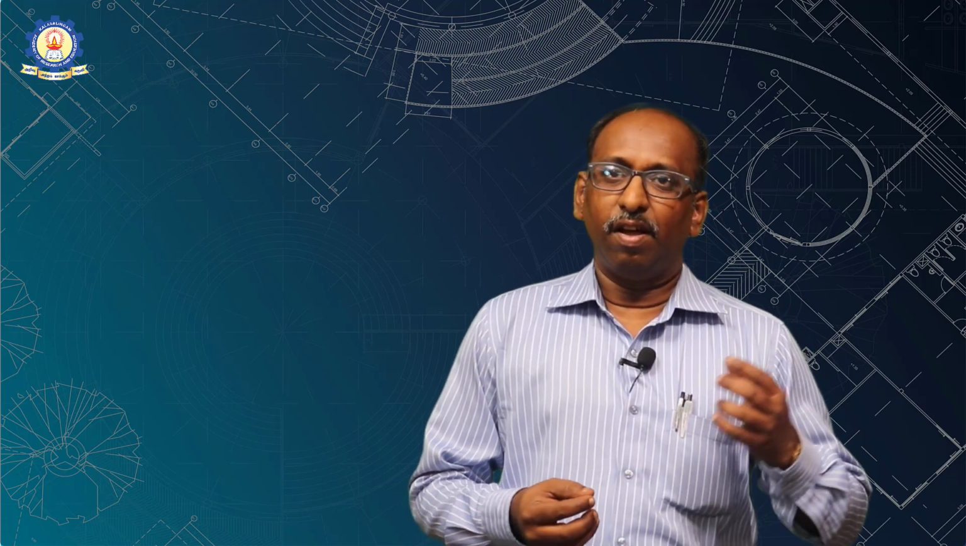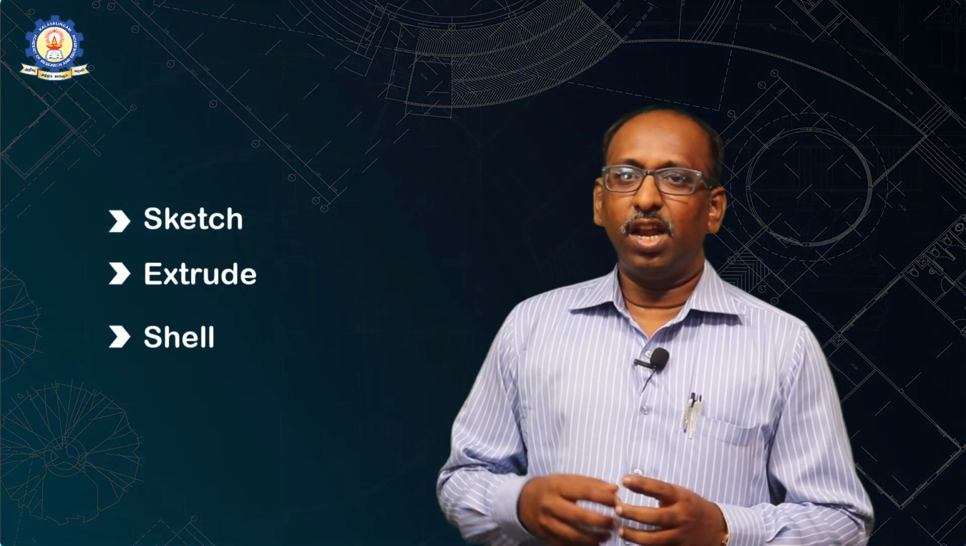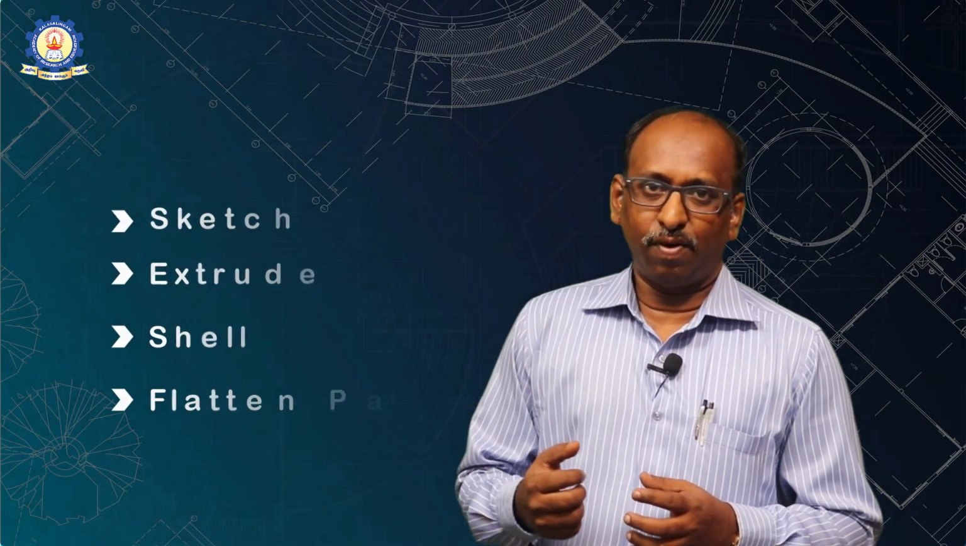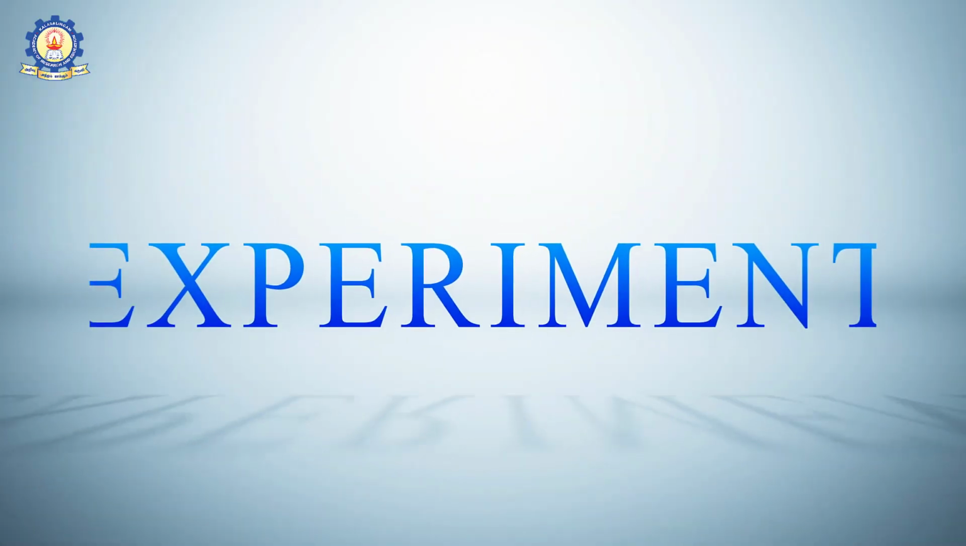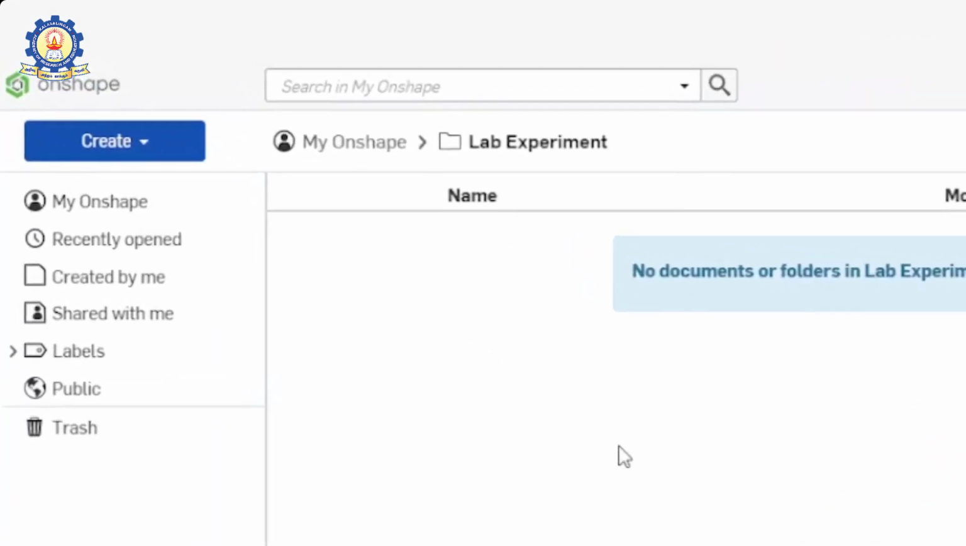In this you will learn different commands starting from sketch, extrude, shell, as well as you will create sheet metal flatten patterns from it. Now we will go on to the experiment. Now we will see how to create a sheet metal model of a hopper by using Onshape.